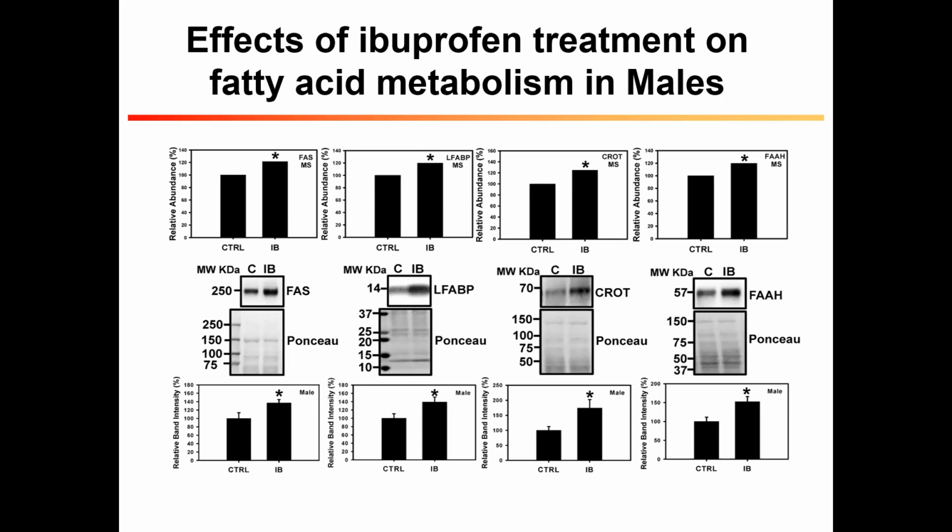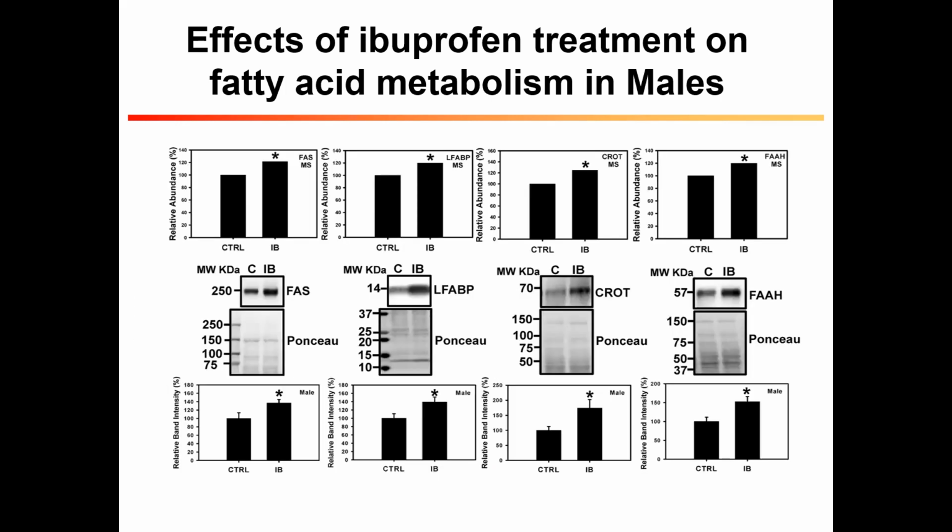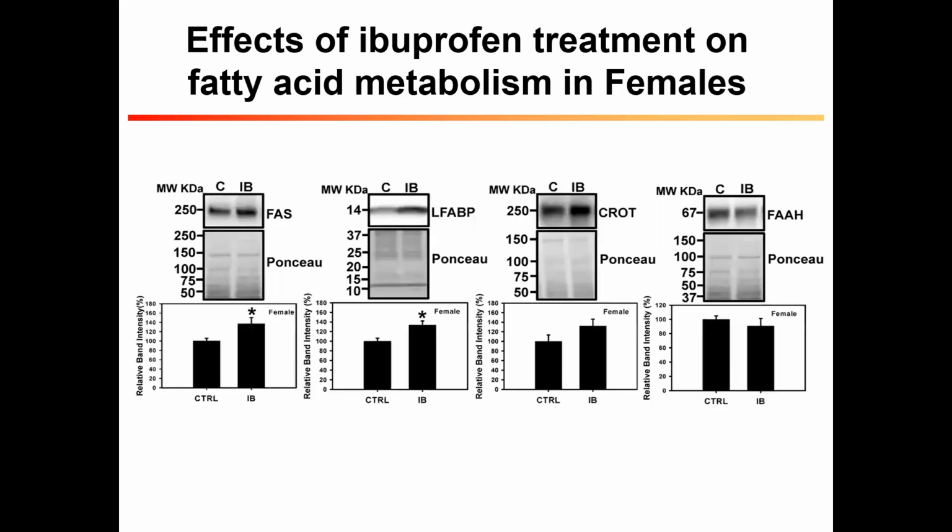All of these are involved in fatty acid metabolism, and you can see that they're all up in males. The top is from mass spec, the bottom is from what we measured by Western. When we look at females, we see a trend up. Two of them are up statistically, one a trend up and the other one no change. So again, even with the fatty acid, there are differences between the males and females.